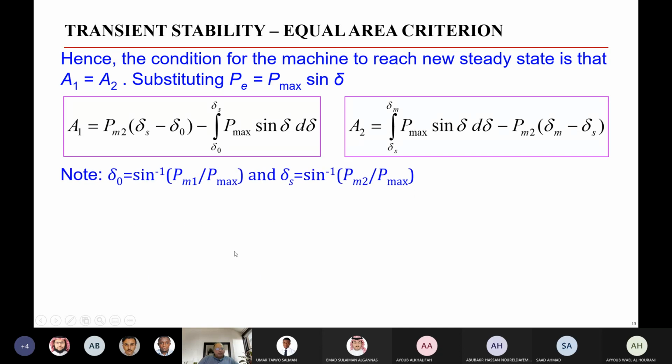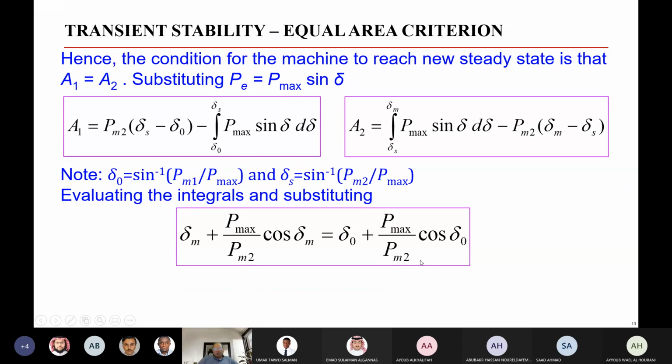So you equate these two equations together. Delta 0 equal to this, of course, and delta S also is known. Evaluating the integrals and substituting, you end up with this equation. So this equation is a function of delta M. P max is known, Pm2 is known, delta 0 is known, all these are known. So the only unknown in this equation is delta M.